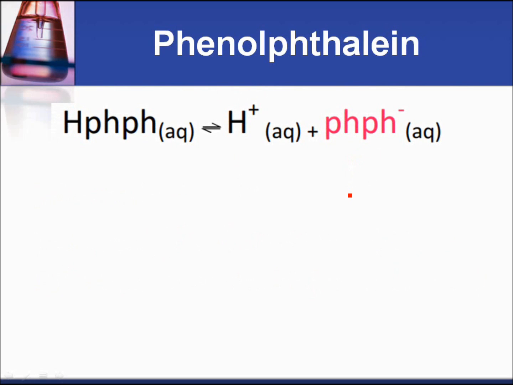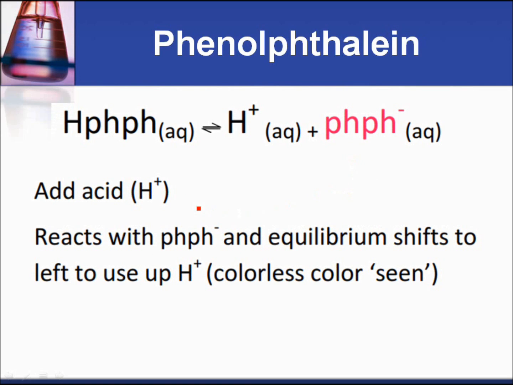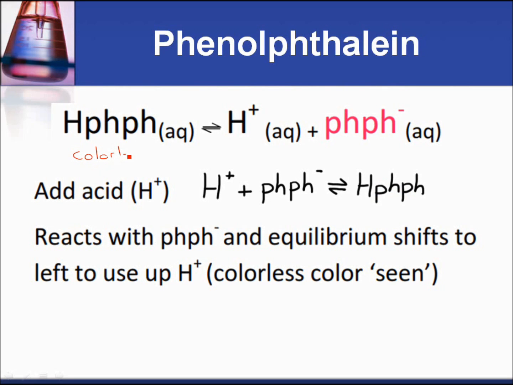And next, we'll have a look at the effect of adding acid, which is H plus. So if we add H plus, it's going to react with the conjugate base to give us the phenolphthalein molecule, which is HPh. Now actually this is colorless. So the equilibrium has shifted to the left to use up all that extra H plus we're adding. So it becomes colorless.